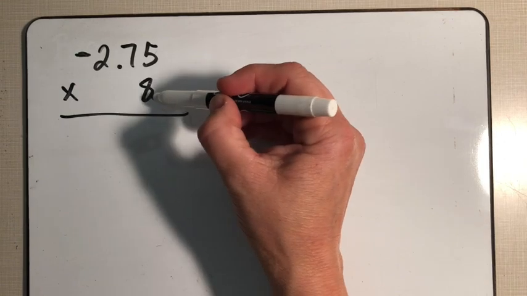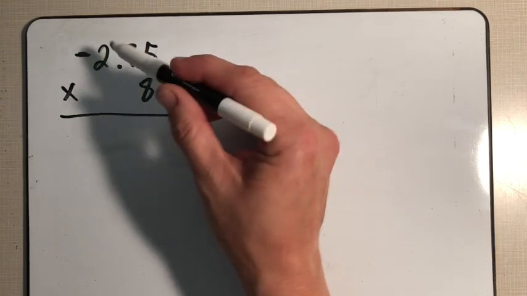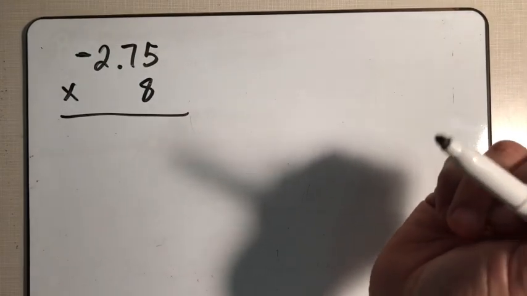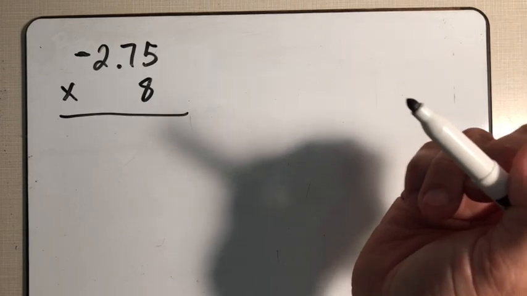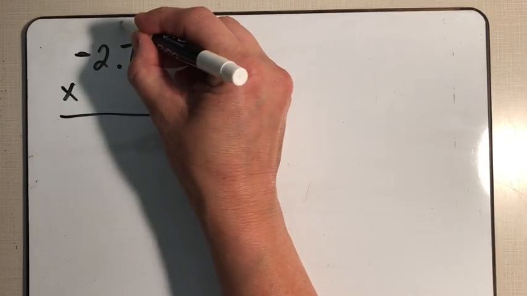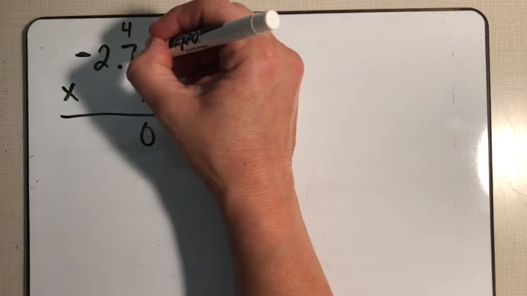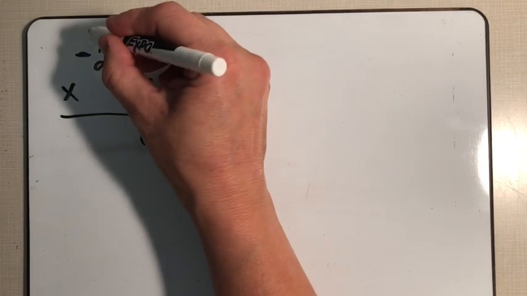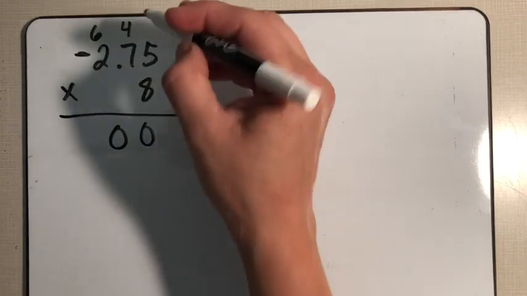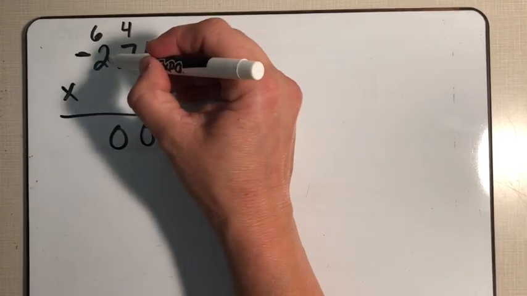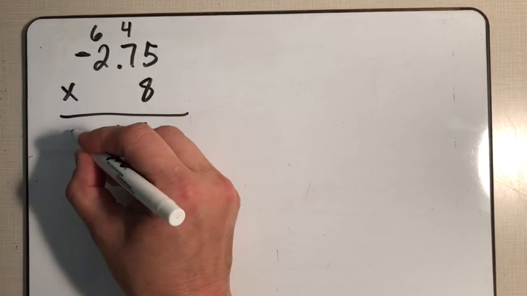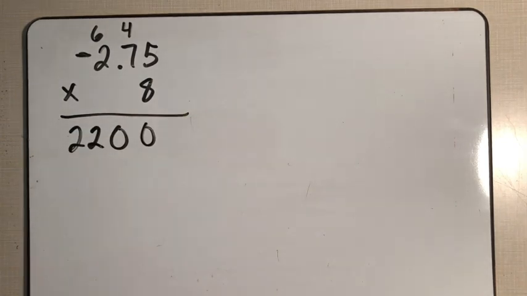For multiplying decimal numbers, I can multiply first and worry about the decimal point later at the end. So 8 times 5 is 40. 7 times 8 is 56. Plus that 4 is going to be 60. 8 times 2 is 16. And when I add in the 6, I'm going to get 22. So I've done all my multiplication.